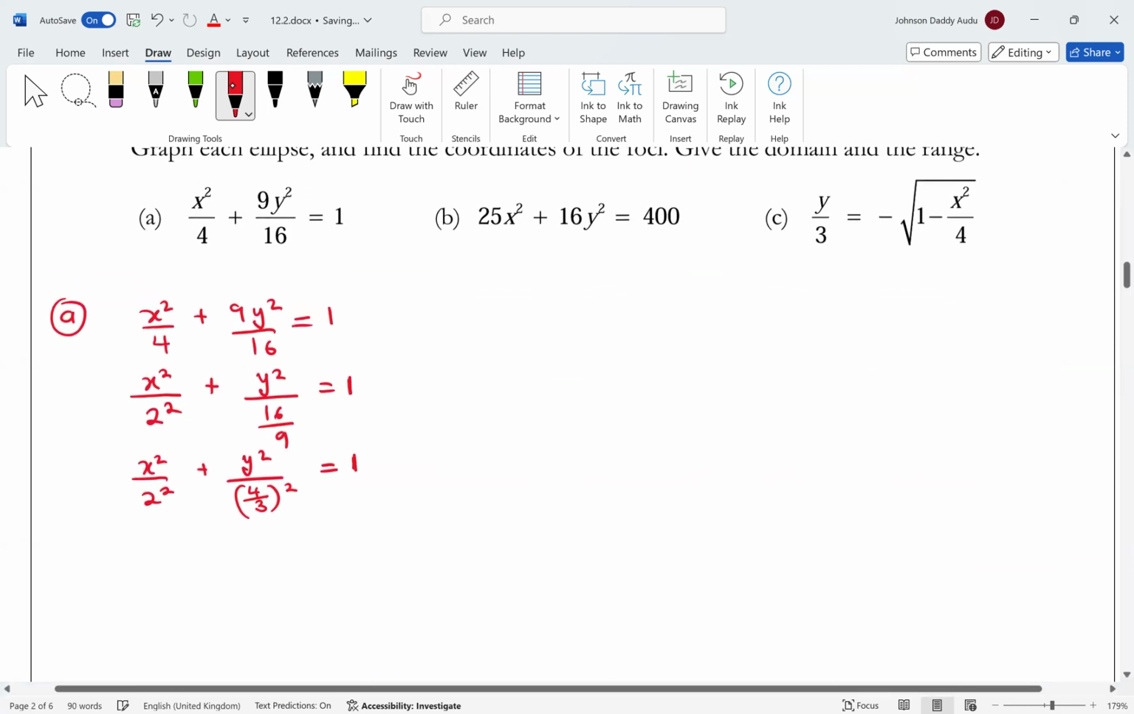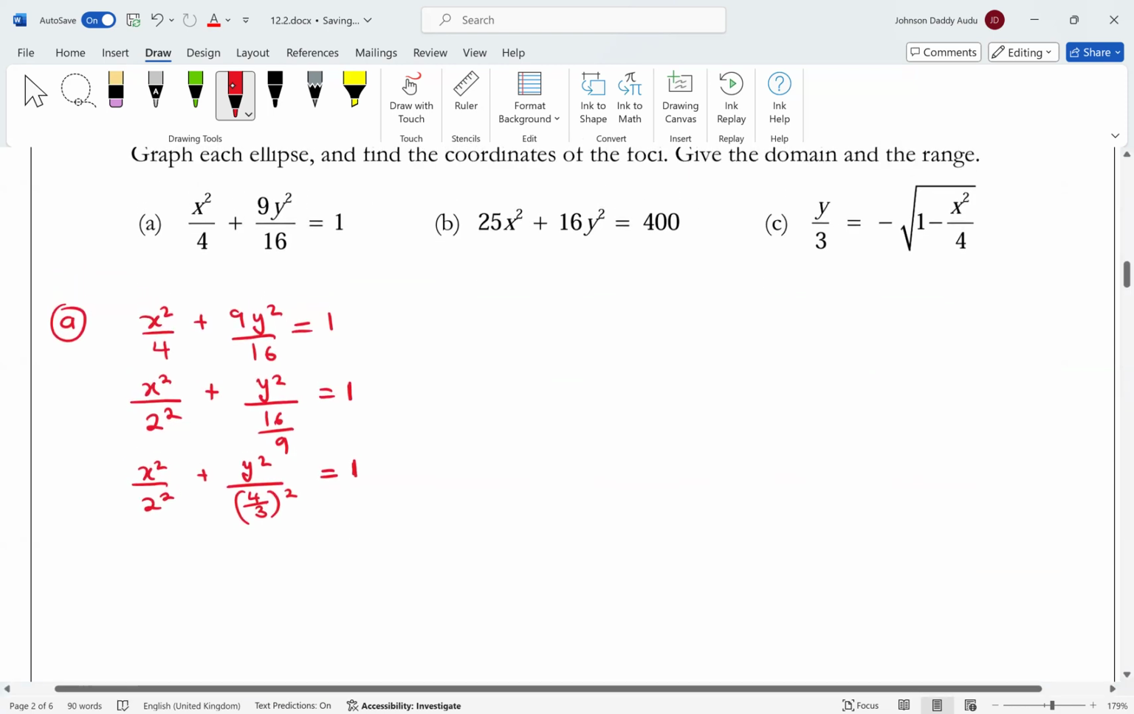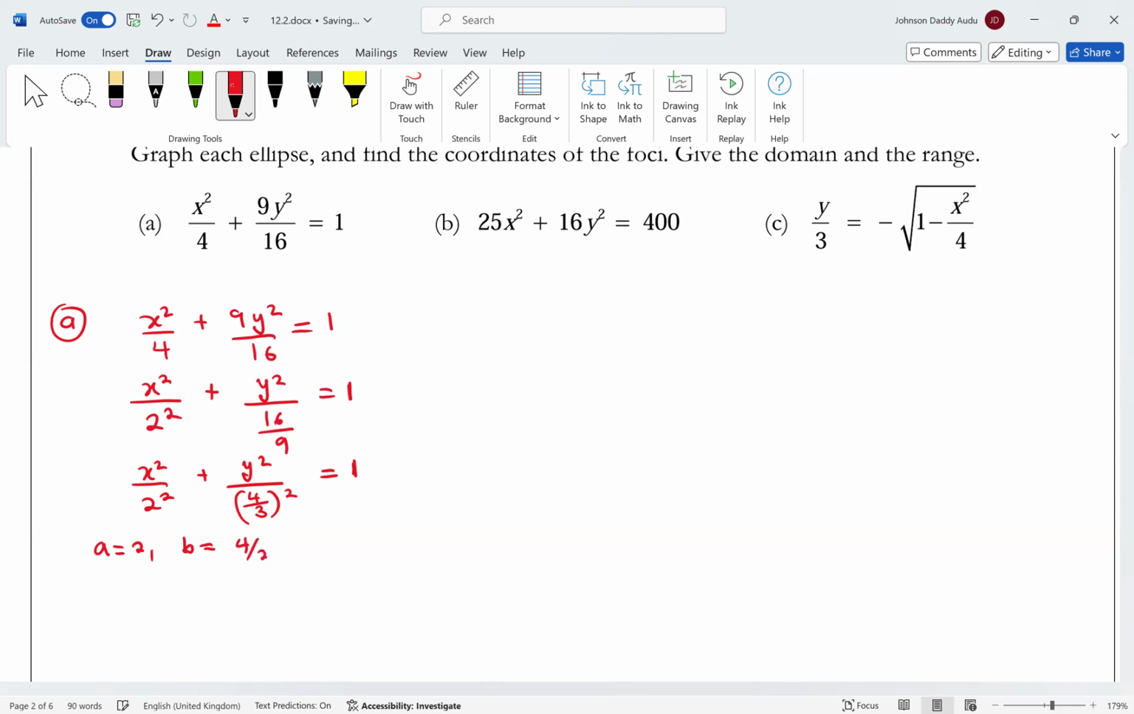Now you can see what a is. a squared is equal to 4, so a is just 2, and b is 4 over 3. So which one is bigger? You can see a is bigger, and a is associated with x. Since a, the bigger length, is associated with x, it means that this is going to be what?